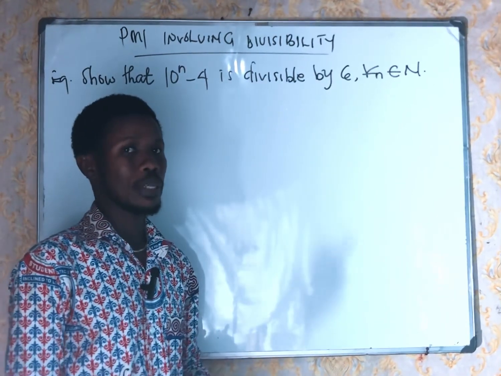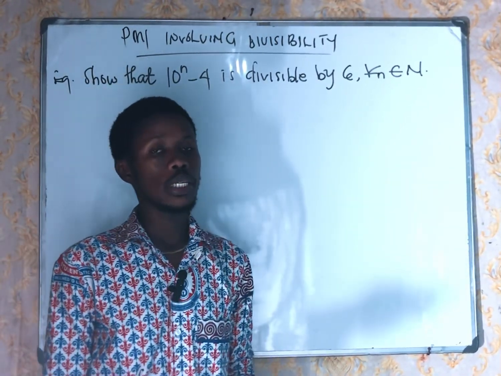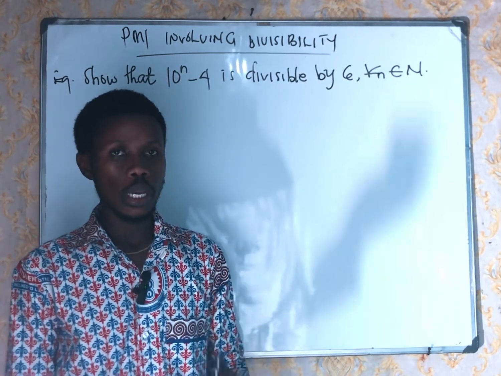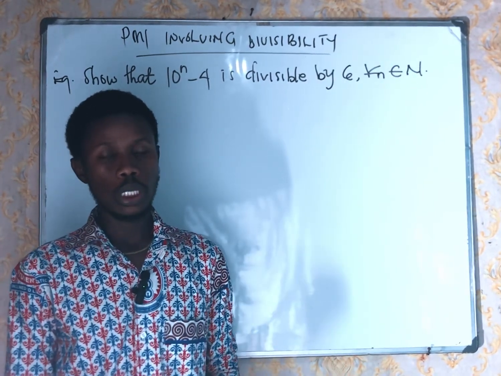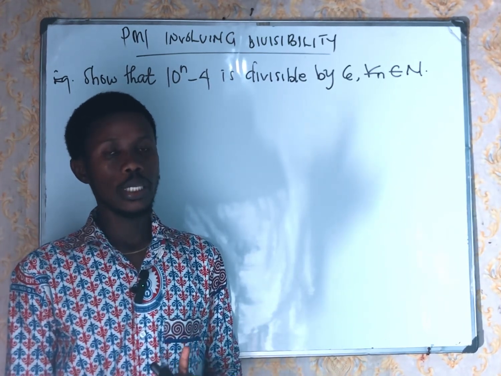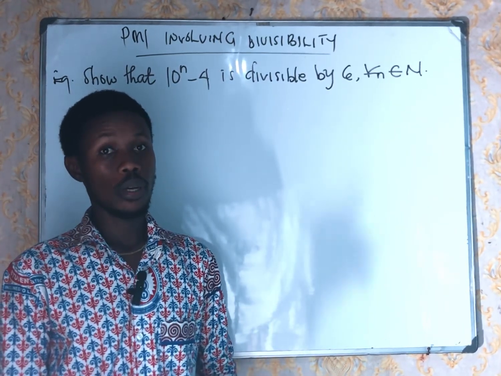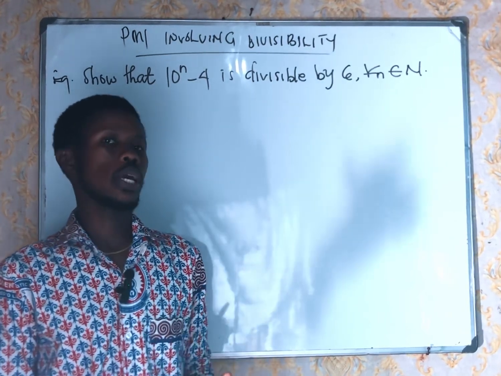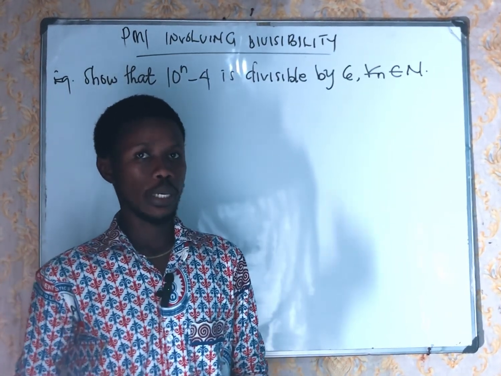When you see this mathematical statement, for you to do that, we still use the PMI, that is the principle of mathematical induction, and the rules still uphold. Rule number 1 says that you should let n equals 1. Number 2 says that you should let n equals k. Number 3 says that you should let n equals k plus 1. The proof will actually be on n equals k plus 1. So let's start.